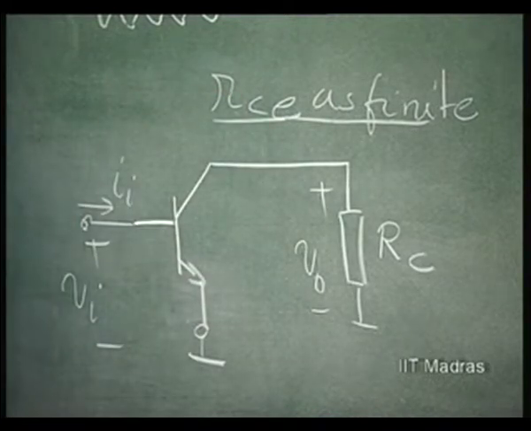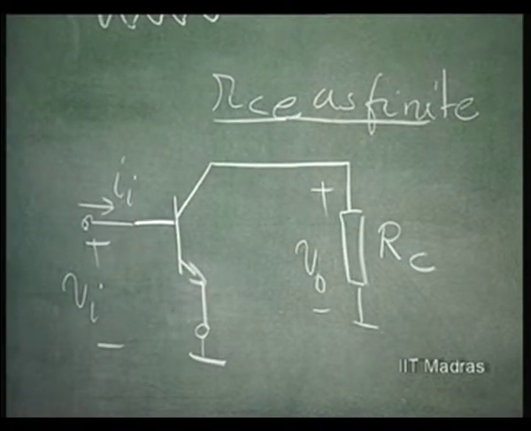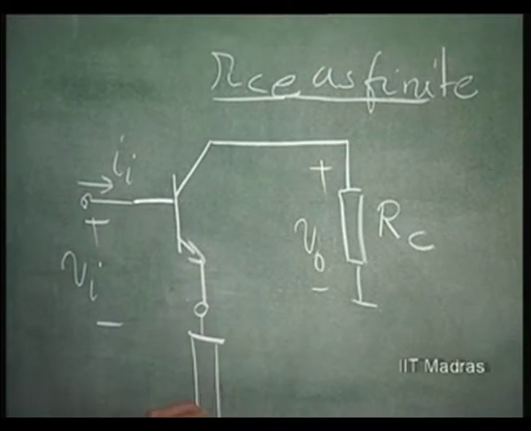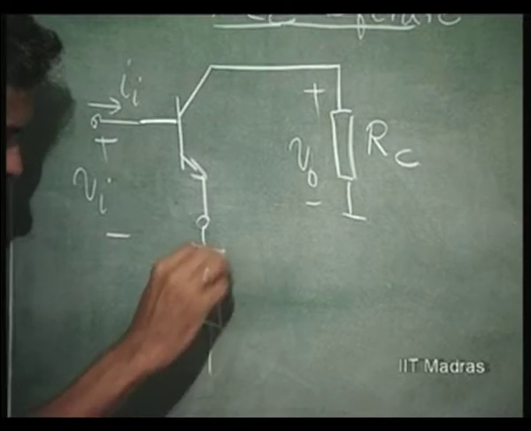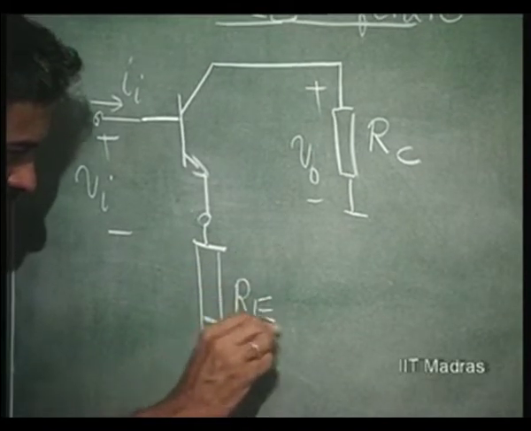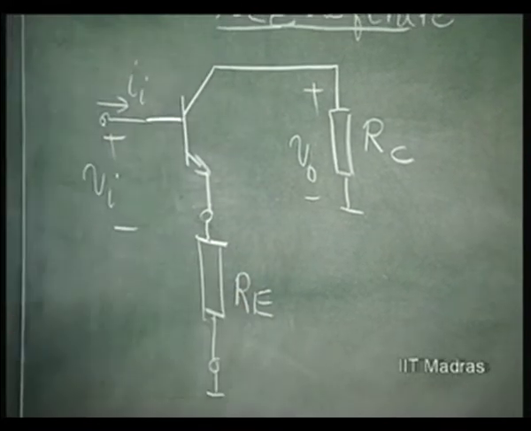So, we are now going to put in series with this input. This is going to be removed from ground, and we are going to put in series with that a resistance RE. This is the feedback resistance.